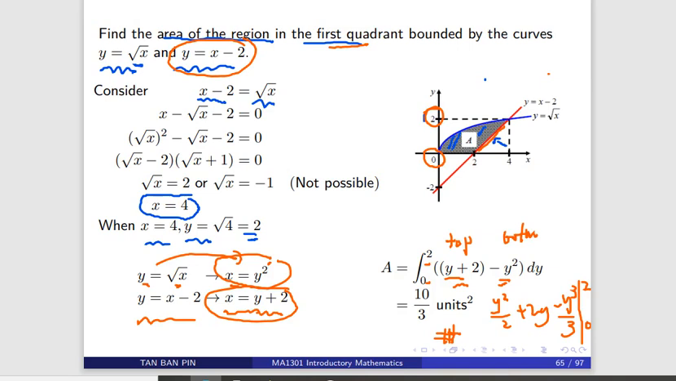If you find that finding the area bounded between two curves about the x-axis is difficult, then you can consider to use it, and you look at the y-axis instead for the same question.